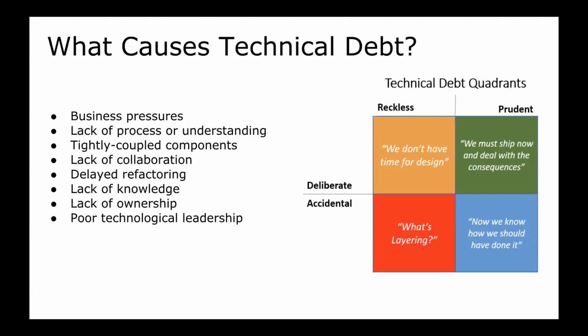On the right-hand side, you will see the technical debt quadrants. This quadrant is basically divided into two: one is deliberate technical debt and one is accidental. Accidental is something horrifying, where nobody knows, they don't even know that there is technical debt. And something that is prudent is basically, we must ship now and deal with the consequences. So there is a range from reckless to prudent. A very common paradigm for reckless technical debt is, we don't have time for design. You will see people forcing, we don't have time for design, just release it.